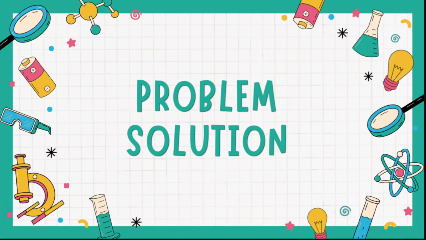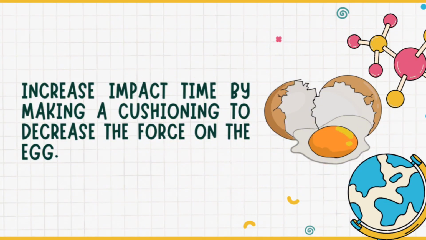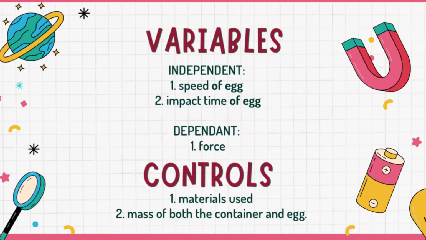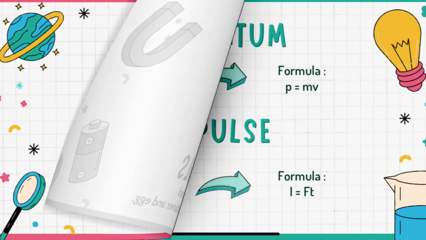So this is the solution to prevent the egg from cracking. Increase impact time by making a cushioning to decrease the force on the egg. There are two independent variables. The first one is the speed of the egg and the second is the impact time of the egg. The dependent variable is the force. Meanwhile, the controls are the materials used and the mass of both the container and the egg.